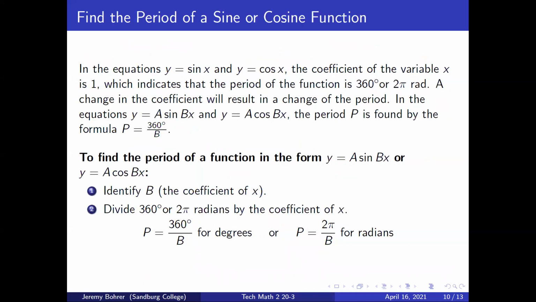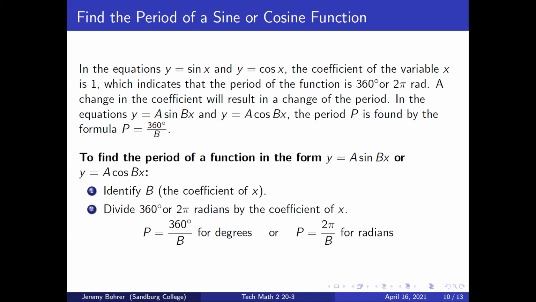In the equations y equals sine x and y equals cosine x, the coefficient of the variable x is 1, which indicates that the period of the function is 360 degrees or 2 pi radians. A change in the coefficient will result in a change of the function. In the equations y equals a sine bx and y equals a cosine bx, the period p is found by the formula p equals 360 degrees divided by b.